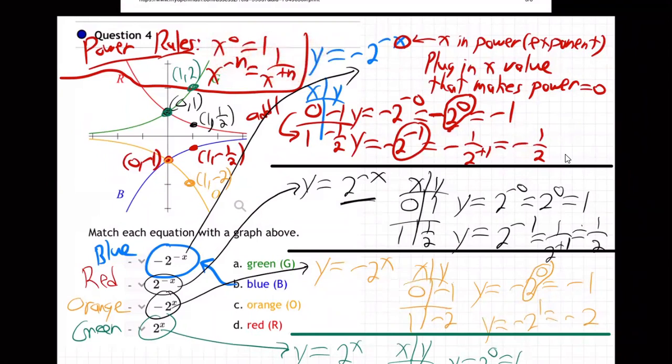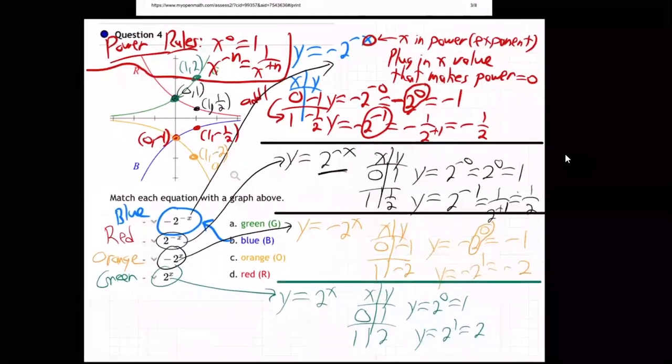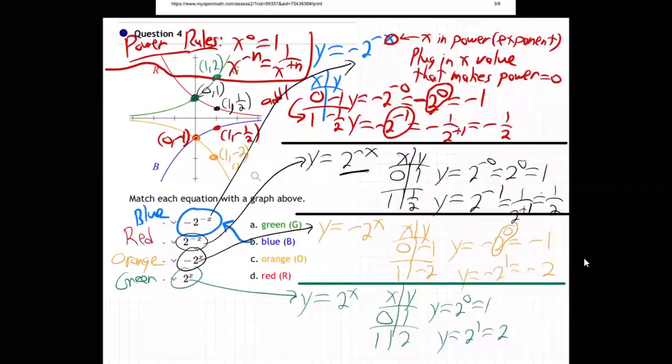But you've also got to know when a power has power over something or not, like right here, minus 2 to the 0. That 0 does not affect that negative in the front. It only affects the thing it's immediately next to. That's why it stays -1. And so there we go. We're able to graph the 4 graphs.